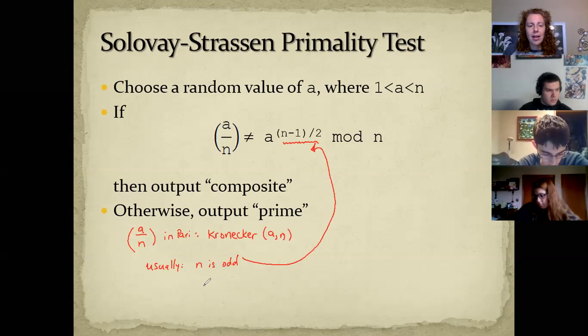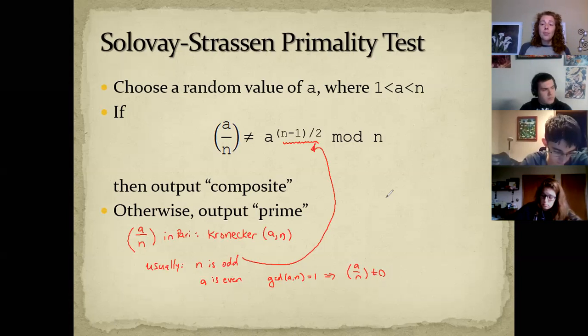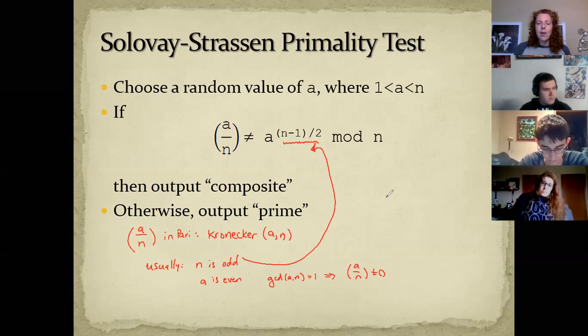And then usually also A is chosen so that the GCD of A and n is equal to 1, and so the Jacobi symbol is then not equal to 0. Practically speaking, this is what we want when figuring out values for the test. We pick a value of A with GCD 1 so that we don't have to worry about getting 0 out for the Jacobi symbol and having some weird thing happen.